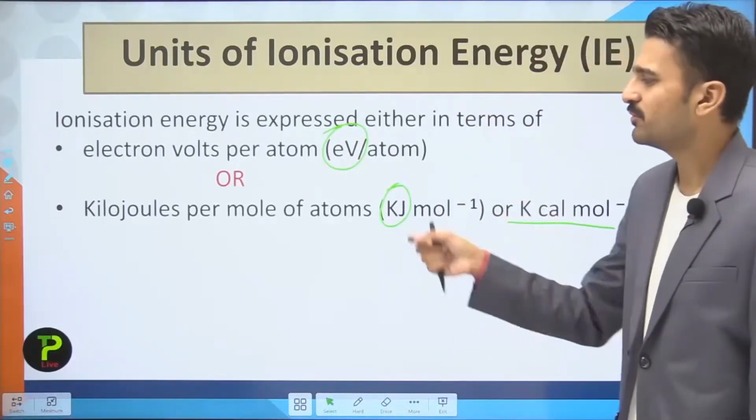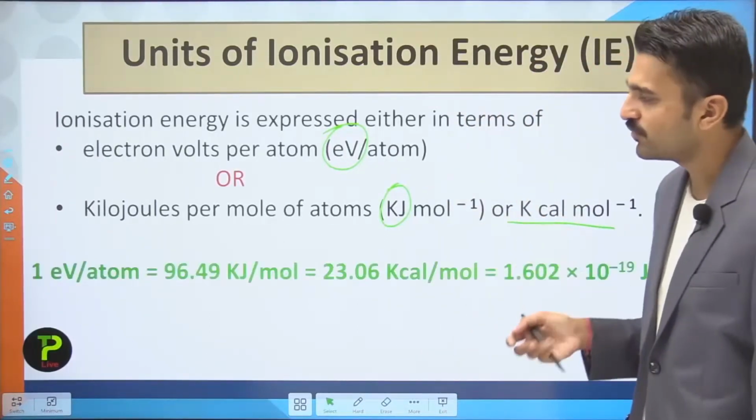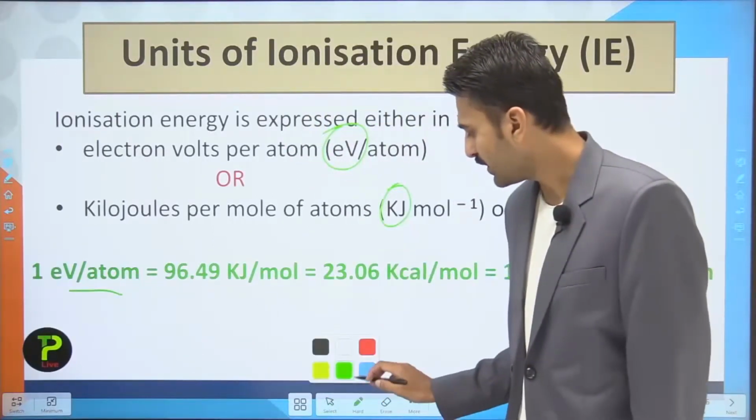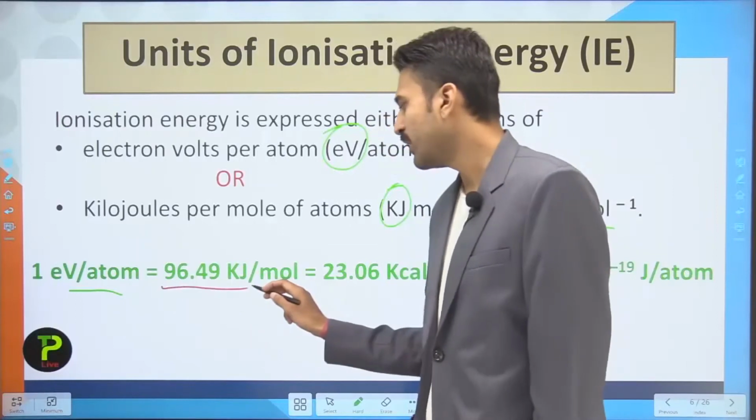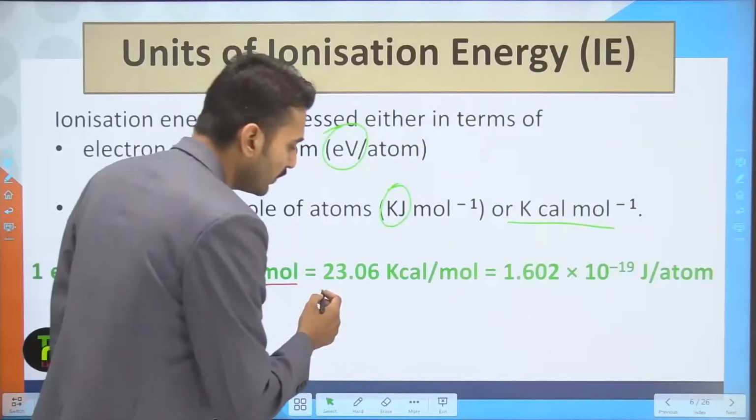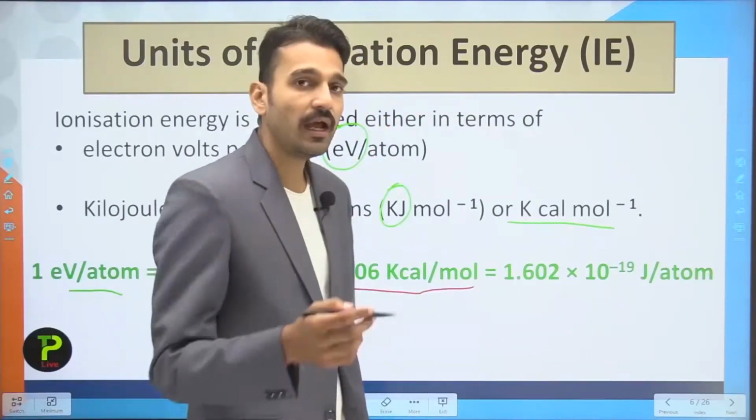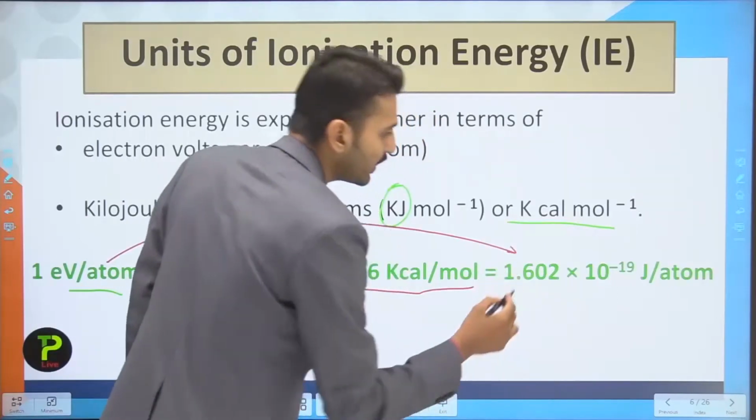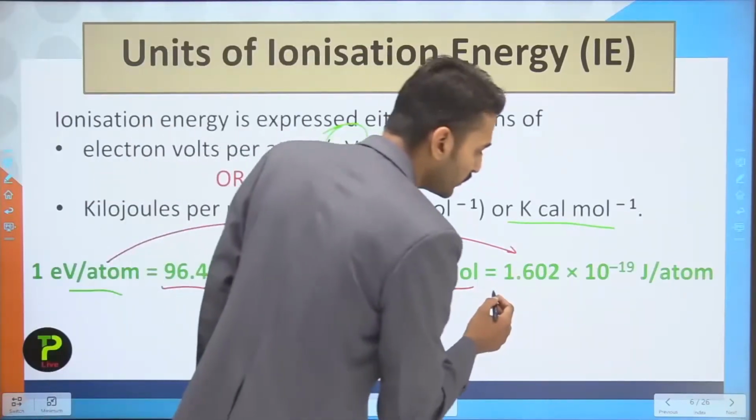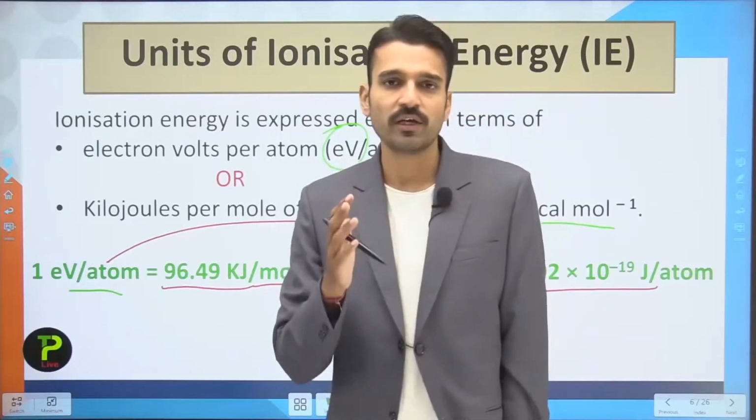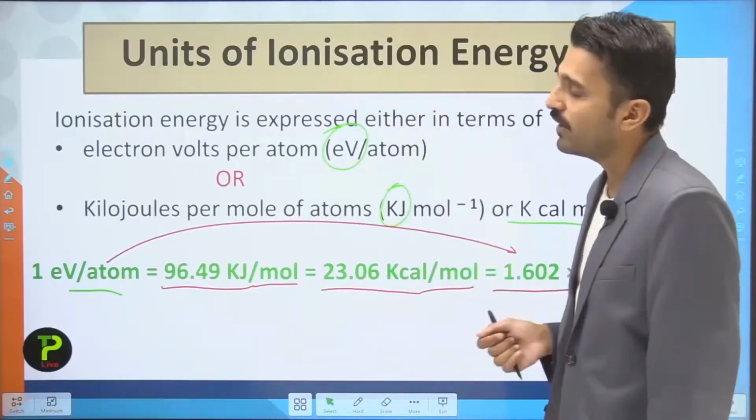So what is the relation between kilojoules and electron volt? Here you see that 1 electron volt per atom is equal to 96.49 kilojoules per mole, which is also equal to 23.06 kilocalories per mole. And remember, 1 electron volt per atom is equal to 1.602 into 10 to the power minus 19 joules per atom. So here we have seen the units of ionization energy.